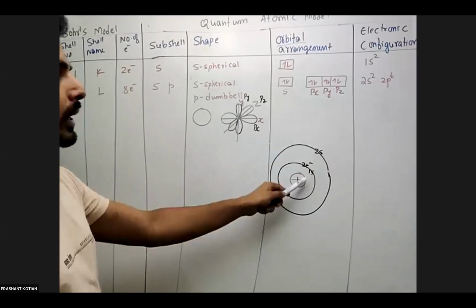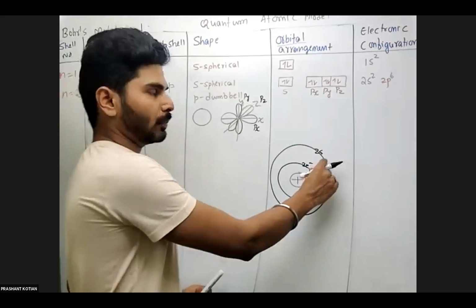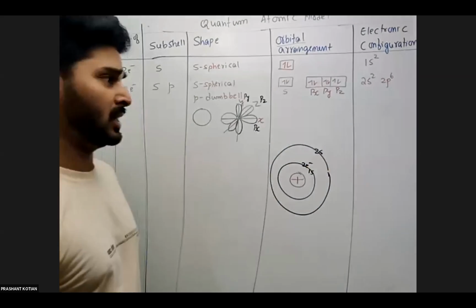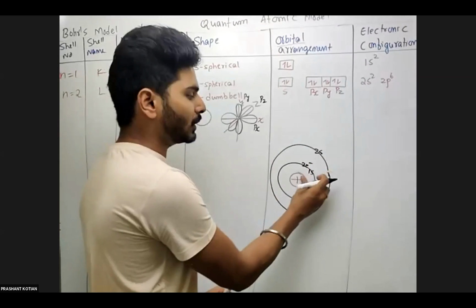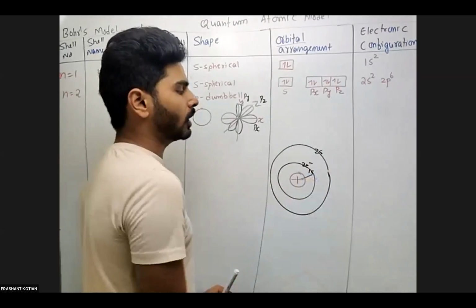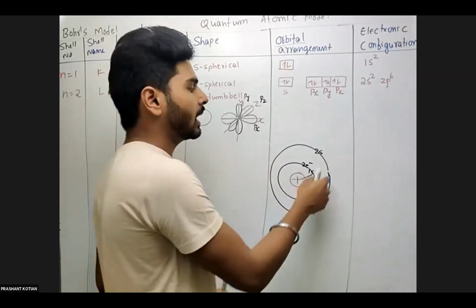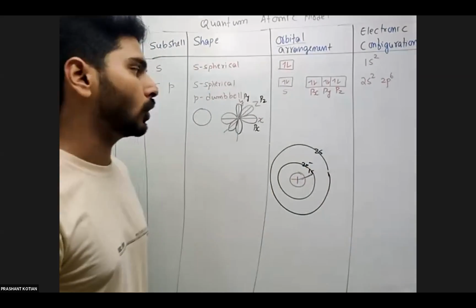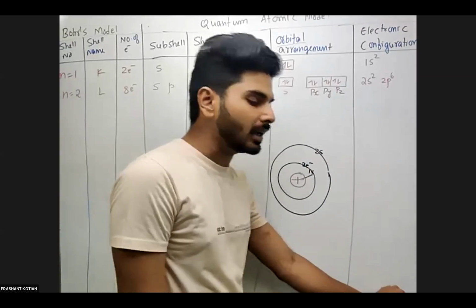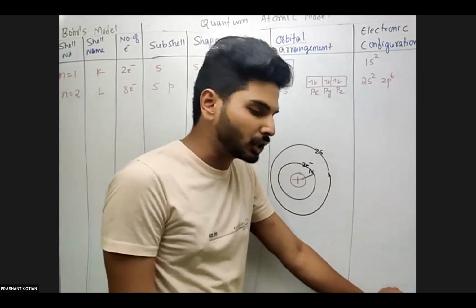So 1s and 2s, how are they different? Shape-wise they are similar, spherical in shape, but 1s is near to the nucleus, thereby the radius is smaller, and 2s is a little away from the nucleus as compared to 1s. So the radius is bigger. That's why 2s is confined under the second shell.